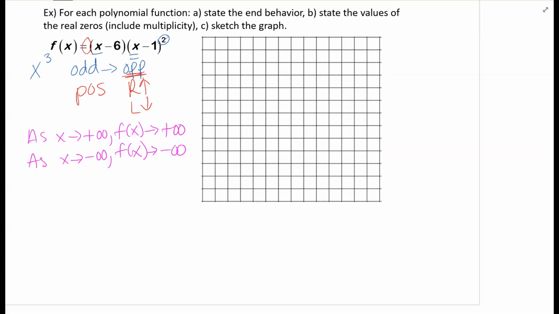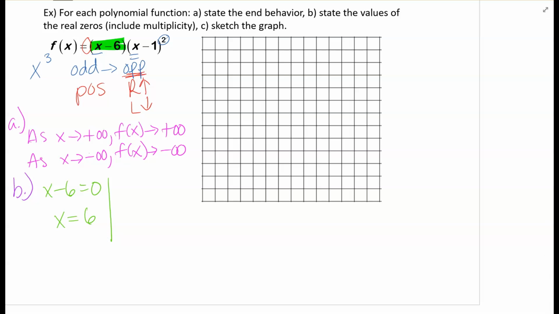Okay, so go ahead and pause the video if you need to copy that end behavior, but there's my end behavior. Then I need to figure out my zeros. So for my zeros, this is part A. For my part B, to figure out the zeros, I need to make each factor equal to 0. So I have x minus 6 equals 0. And then solve for x is going to give me a positive 6.